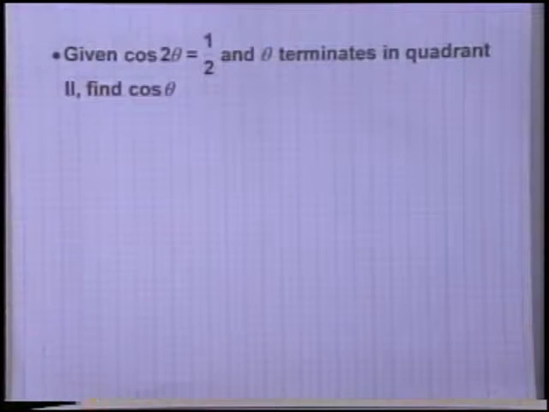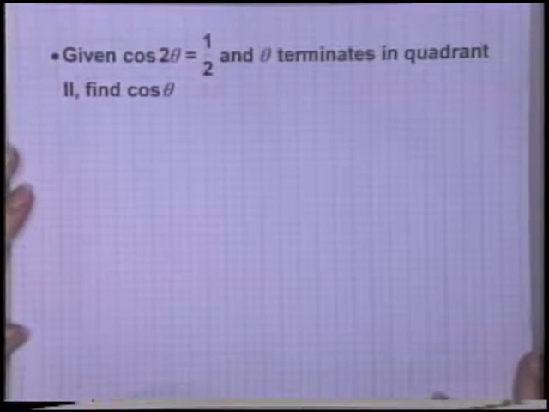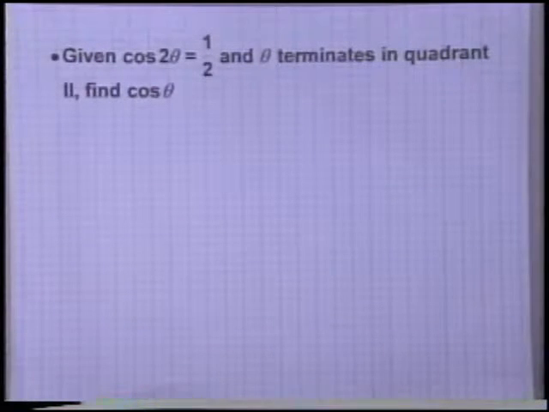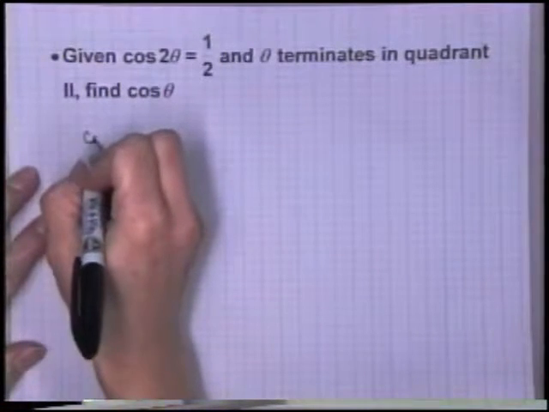Well, I've got another problem that I want us to look at. Given the cosine of 2 theta is 1/2, and theta terminates in quadrant 2, find the cosine of theta. Now you might be thinking that sounds like a problem that we had in our last lesson when we did double angle identities. And you're right, we could do it that way. What I want to do is to show you in this problem two different ways of working this particular problem.